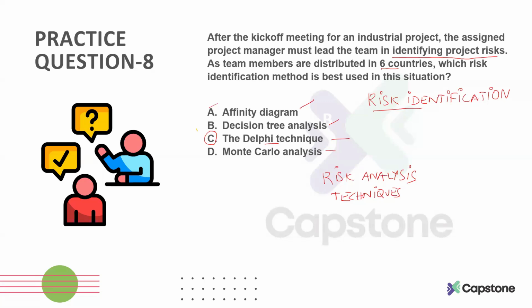So what happens in Delphi technique is that you have a facilitator who gathers the initial poll responses that come from the different stakeholders or different participants of this identification process. He or she gathers the responses and then circulates them without attribution to the entire group, without letting anyone know where the other responses are coming from. The anonymity is maintained throughout the process.